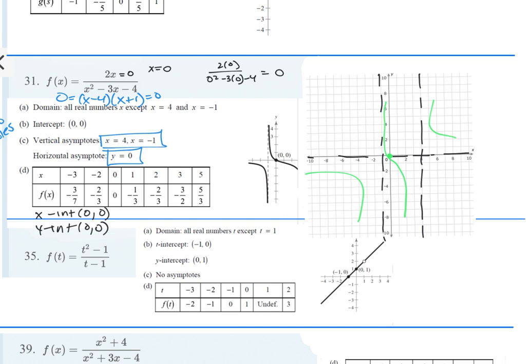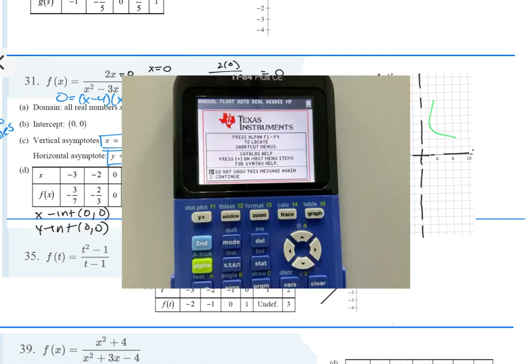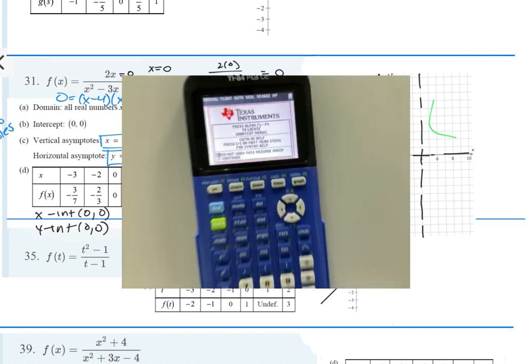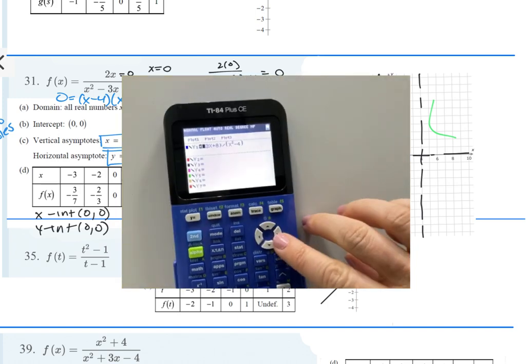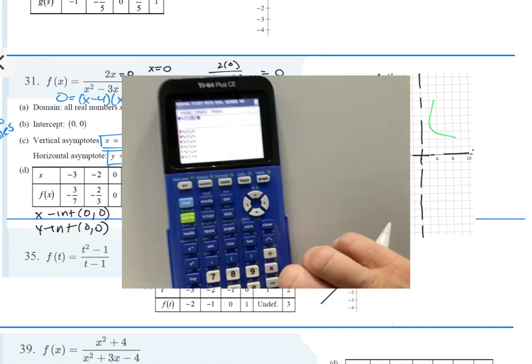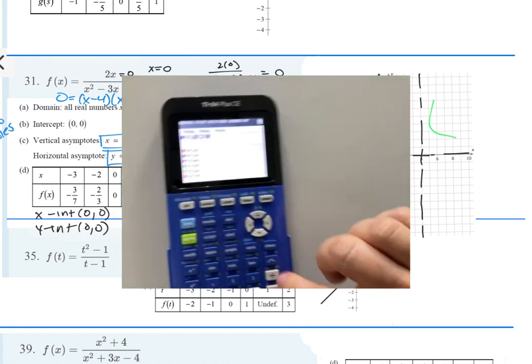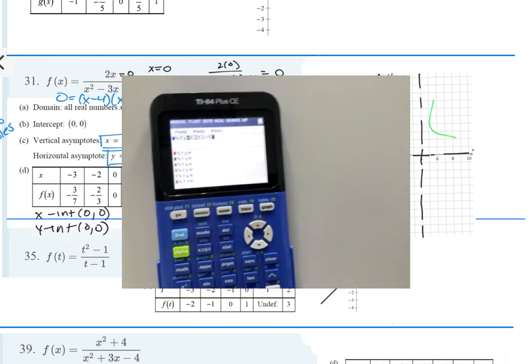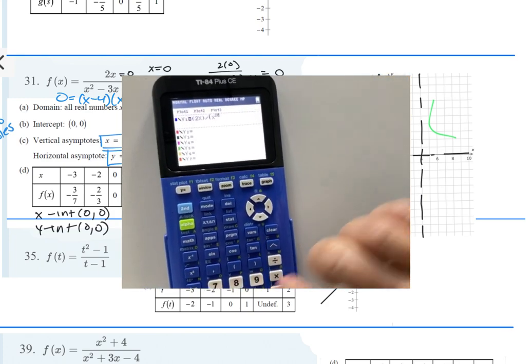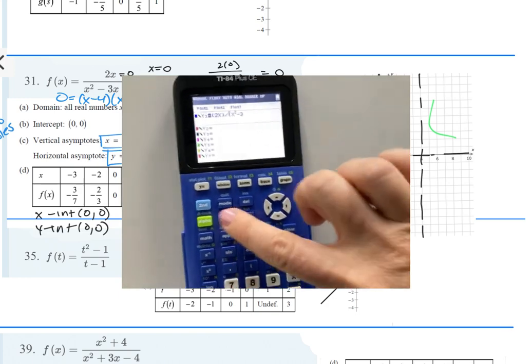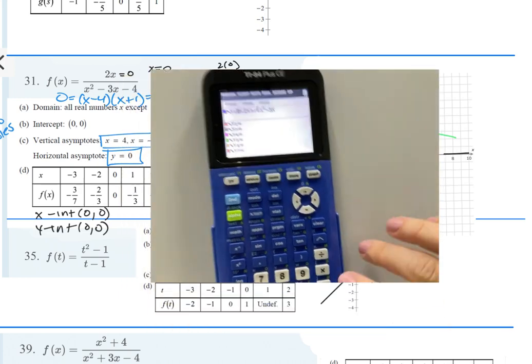And if it asks for additional points, I did not on your quiz. But let's say it says, let me get the video. Oh, I'm going to change this. I'm going to go to my y equals. I'm going to type it in. 2x divided by x squared minus 3x. Is it plus 4? Minus 4. Minus 4.